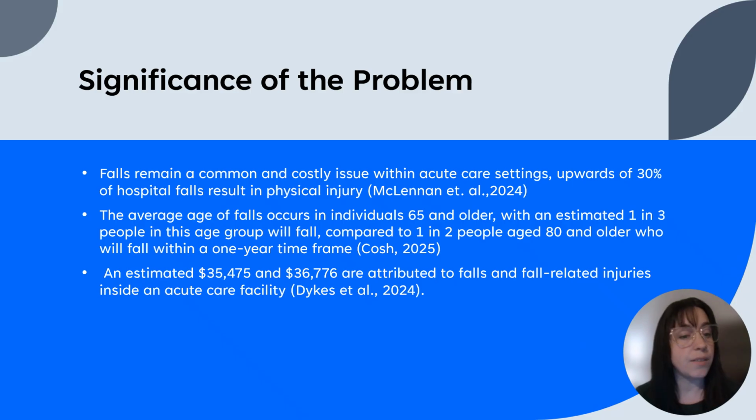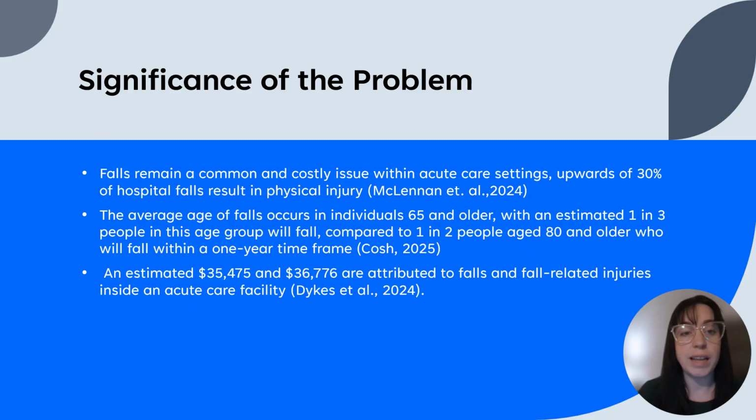For the significance of the problem, falls remain a common and costly issue within acute care settings. Upwards of 30% of hospital falls result in physical injury. These falls can result in prolonged hospital stays, increased healthcare costs, and even death in severe cases. The average age of falls occurs in individuals 65 and older, with an estimated 1 in 3 in this age group will fall, compared to 1 in 2 aged 80 and older who will fall within a 1 year time frame.